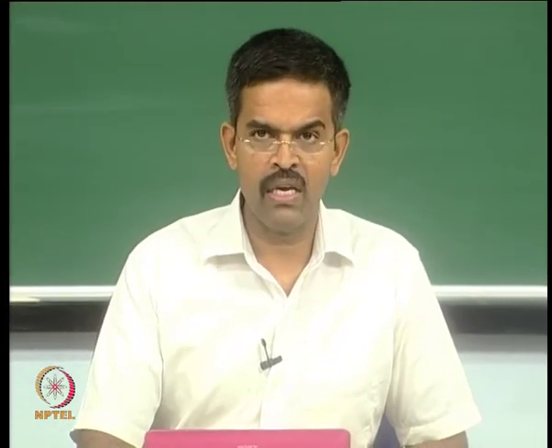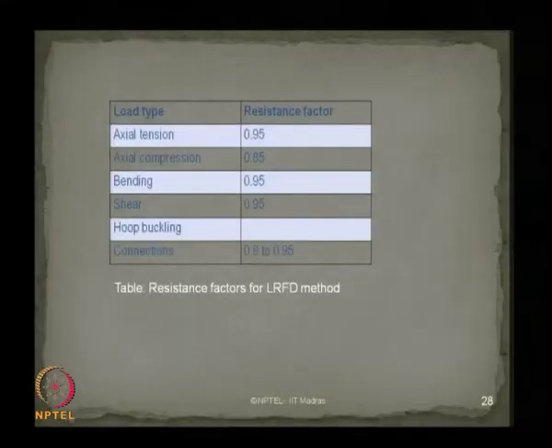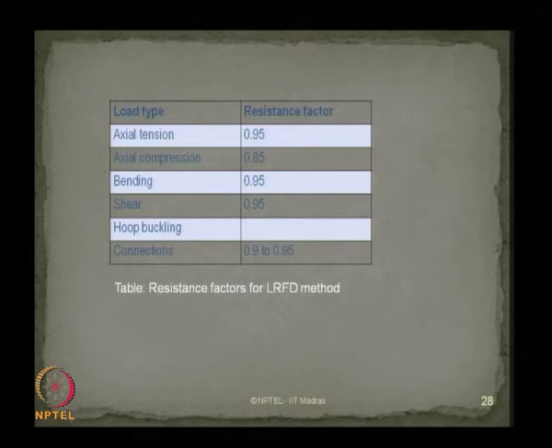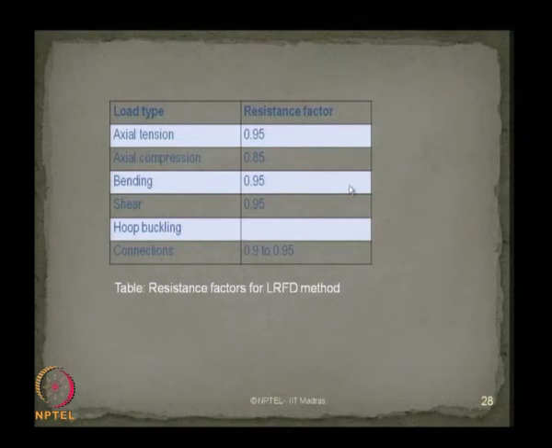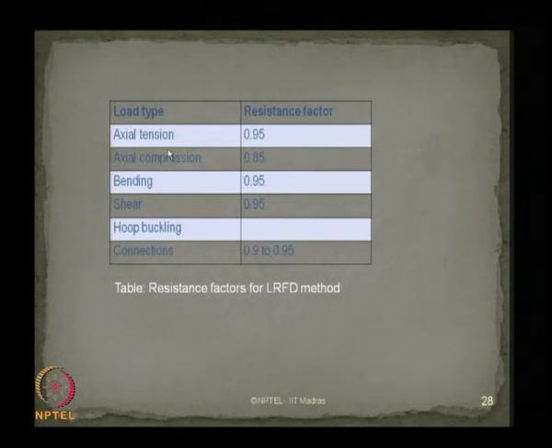So, there are various parameters considered inherently in the limit state design methodology, as you see on the slide now. Therefore, you can summarize the resistance factors used for LRFD as given by international codes for different kinds of load types like axial tension, axial compression, bending, shear, buckling, connections, etc. You have different resistance factors suggested by international codes. The summary table shows what those resistance factors are, depending on what kind of load is acting on the member.